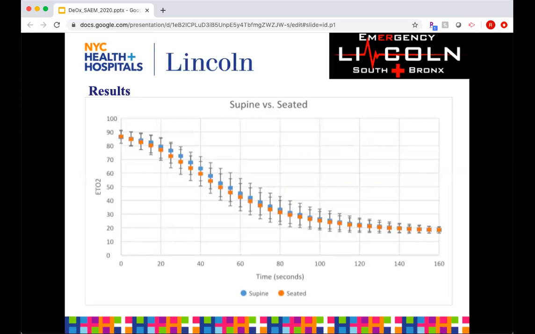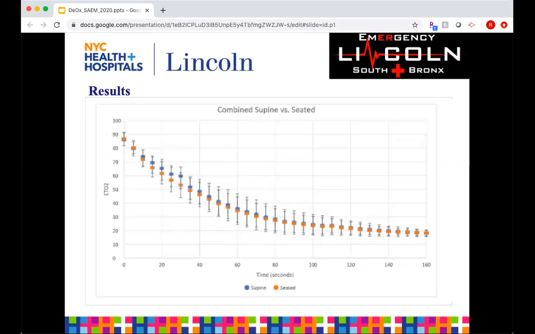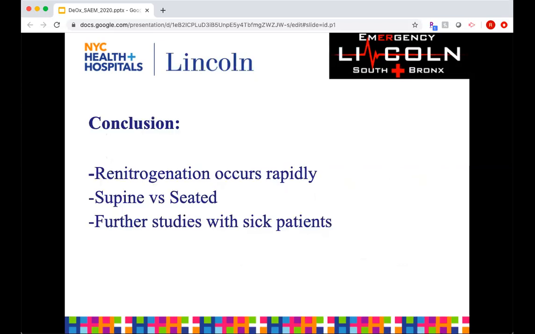Our results are shown here in the graph, with end-tidal O2 along the y-axis and time along the x-axis. Clearly, we see how quickly and uniformly the volunteers dropped their end-tidal O2. Renitrogenation occurred in less than 160 seconds for all volunteers, with a loss of greater than 50% of washout in less than 60 seconds. Colleagues in Australia have conducted the same experiment with 30 volunteers, and in this graph, we see our combined data, which shows an even more dramatic rate of renitrogenation.